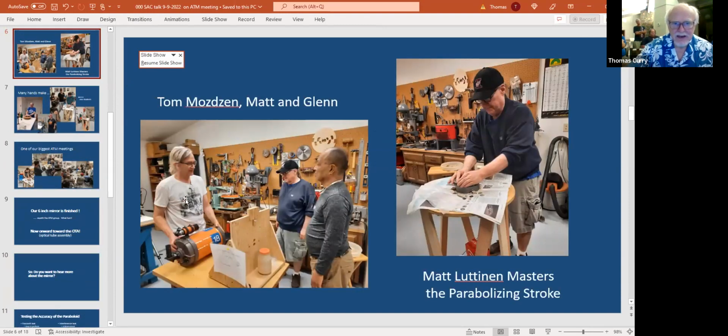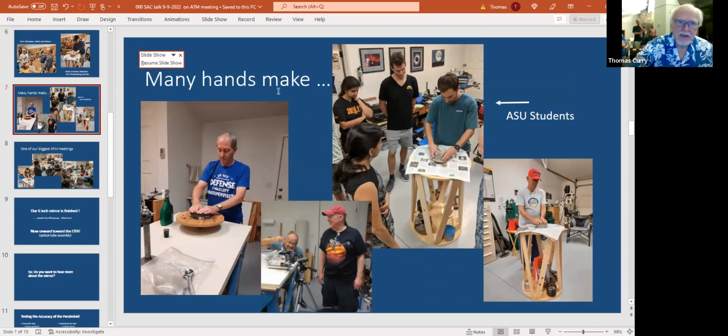Here's Tom Mosden, who has actually been bringing students over from ASU, not in this slide, but here's the back side of my shop there. And here is Matt Lutinen. I think this is a slide where he's actually parabolizing the 6-inch, one of the final things we did on it. Okay, where am I here? There. Many hands make light work. Here's some more. These are all ASU students.